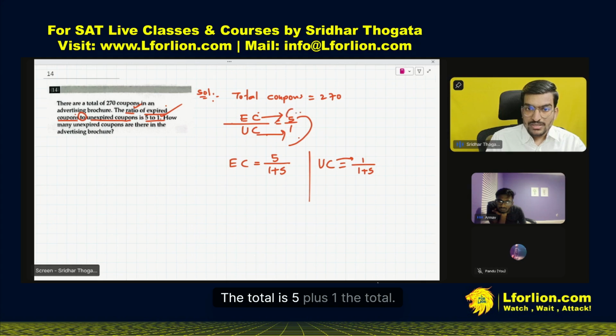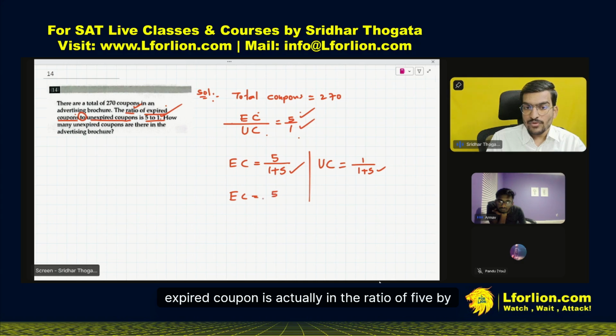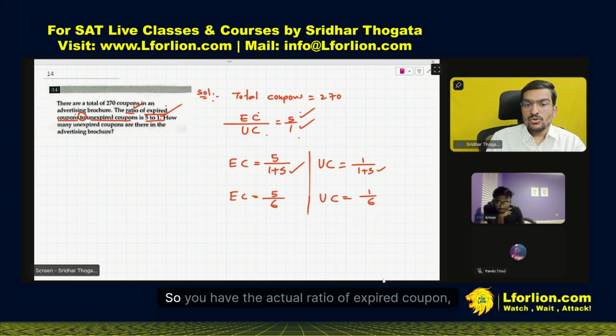I took the expired coupons which is 5, unexpired coupons which is 1. The total is 5 plus 1. How many coupons are there in the ratio format? It is 5 plus 1. That's why I took 1 plus 5. Now expired coupons are in the ratio of 5 by 6, and unexpired coupons are in the ratio of 1 by 6. So you have the actual ratio of expired and unexpired coupons.